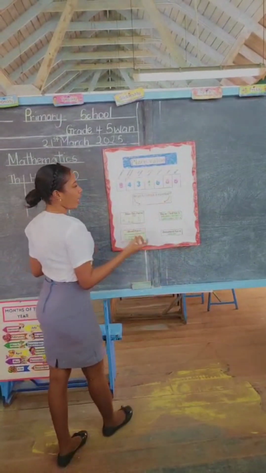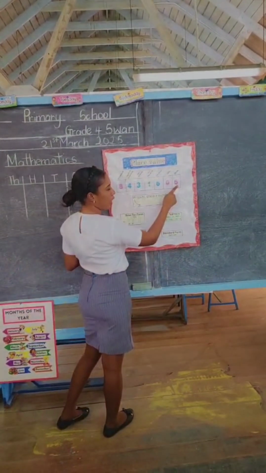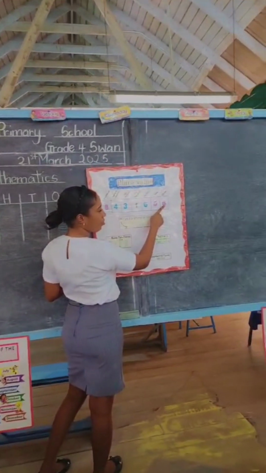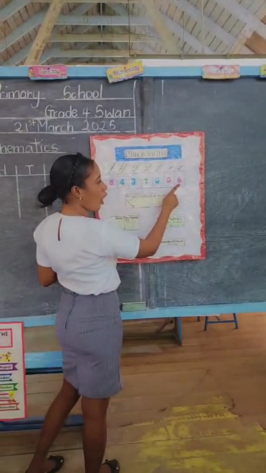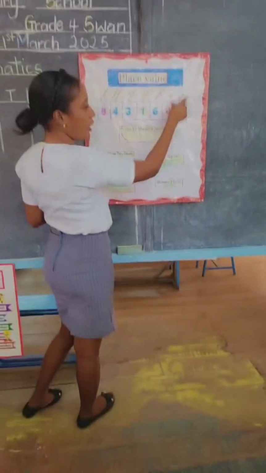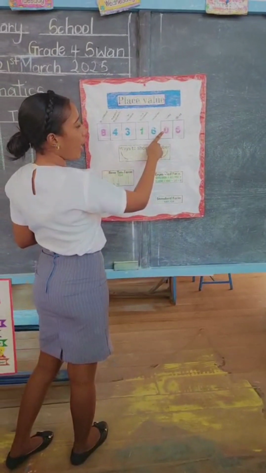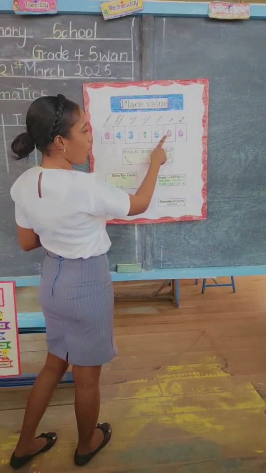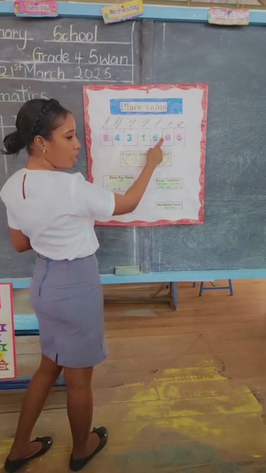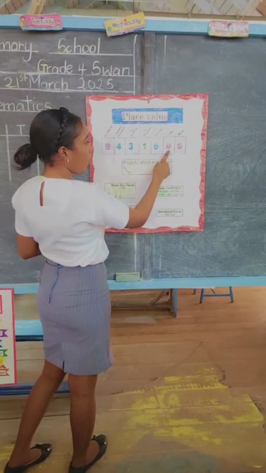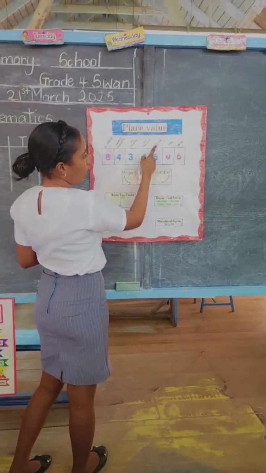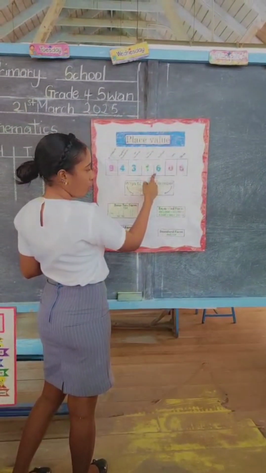Starting from our right hand, what number is this? Who can tell what number this is? Yes, Michael, this is the number 6. Now 6 is in our ones column. Going down the line, we have the tens column. Which number is in the tens column? Very good, it's 0. We have here the hundreds column.